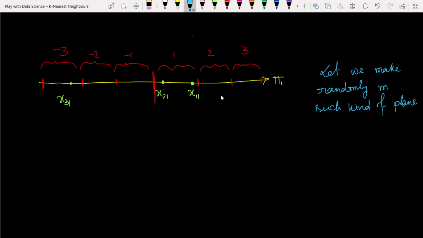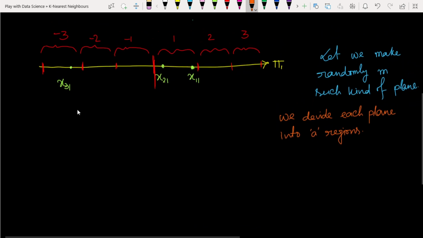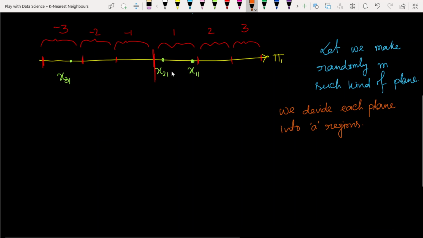For each plane we have divided the plane into a regions. So now what will be the hash value of each point? This is the question. Suppose I am taking the point x11 here. What will be the hash value of x11?